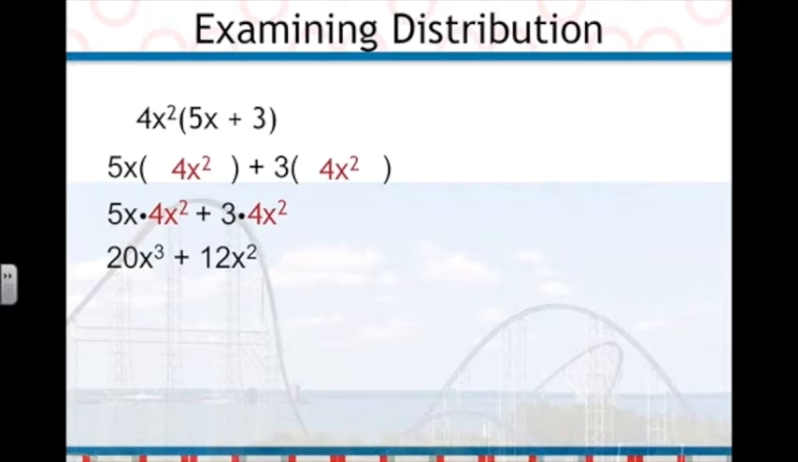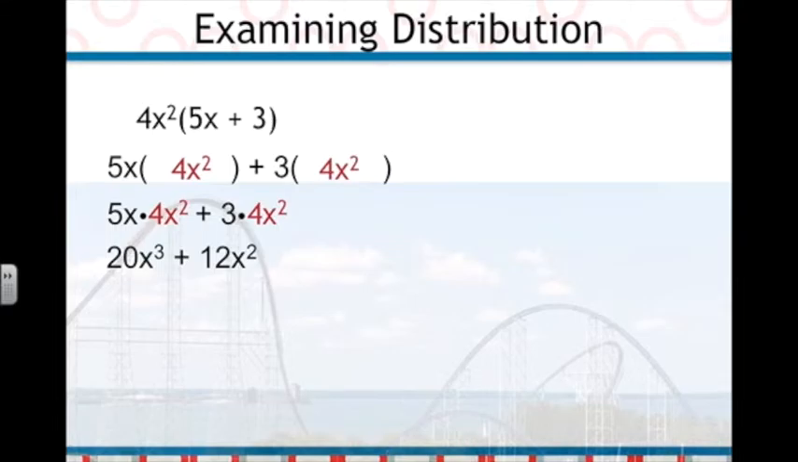Since we saw the problem at the beginning, we already know that both the terms in 20x cubed plus 12x squared have a 4x squared as a factor. That means 4x squared is a common factor. But let's look at the two terms closer to see why.